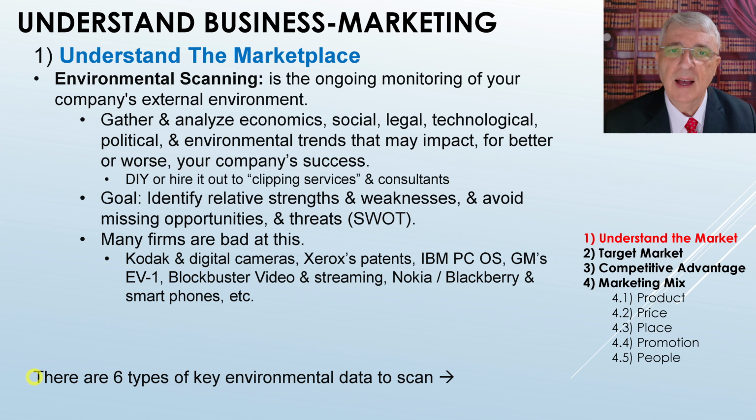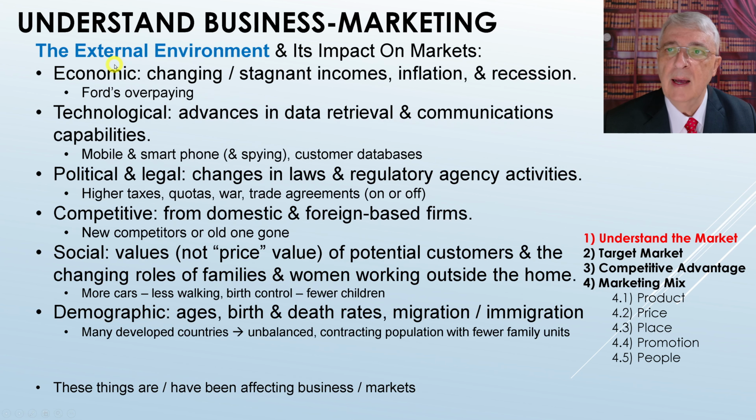There are 6 types of key environmental data to scan for. The first one is economics. So this is looking out for things like changing or stagnant incomes, inflation, recession. Ford overpaying his employees overcame things like the inability to buy one of his cars. So yeah, he overpaid his employees so they could buy one of his cars. He got economies of scale. Clever move.